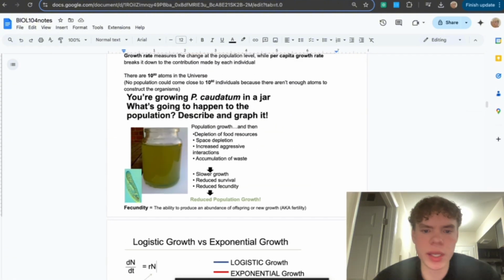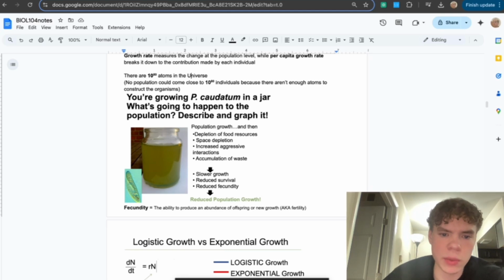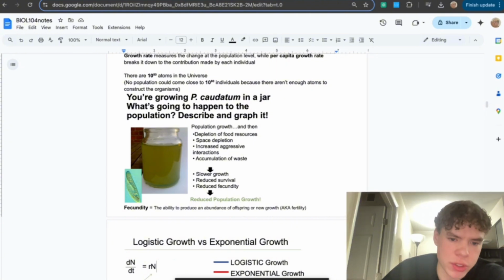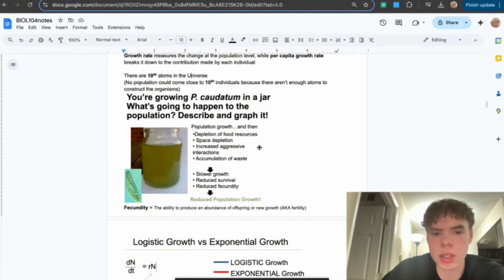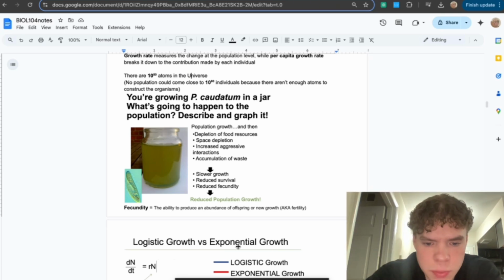So this is talking about putting a certain bacteria in a jar and seeing what's going to happen. If we put a population in a jar, it would grow exponentially at first, but then as the population increases too much inside of the jar, there's going to be a depletion of food resources, increased aggressive interactions, more waste, more space depletion. And as a result, that's going to lead to slower growth, reduced survival, and reduced fecundity. I wrote that down. Fecundity: the ability to reproduce, the ability to produce an abundance of offspring, of new growth.